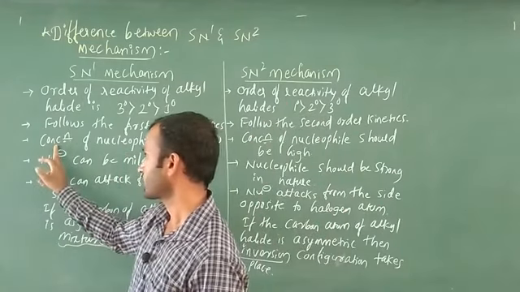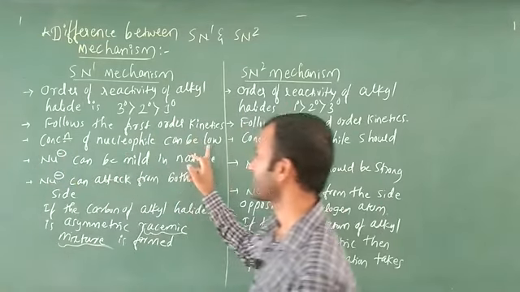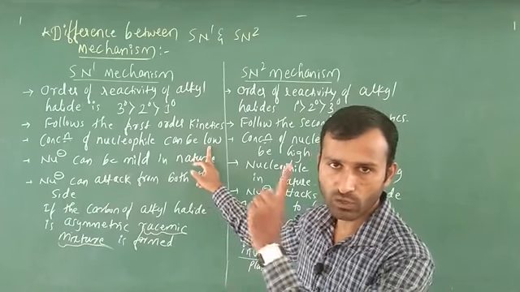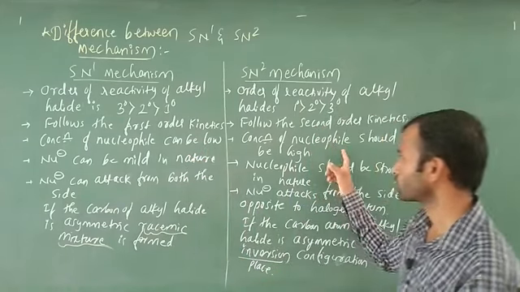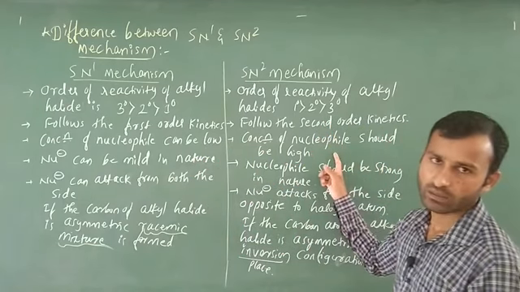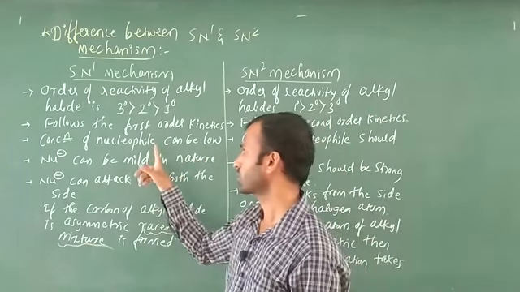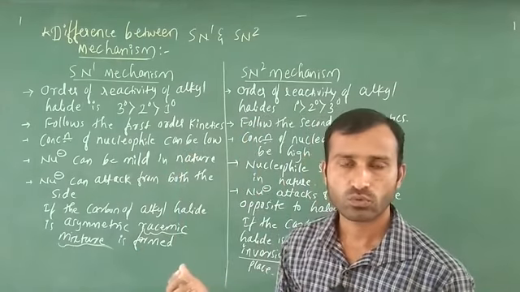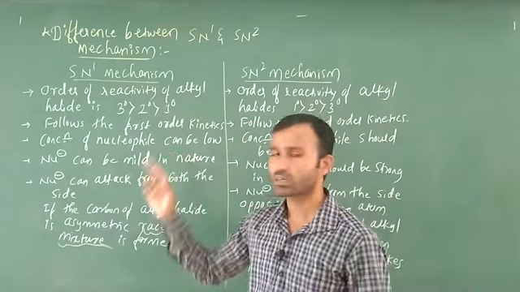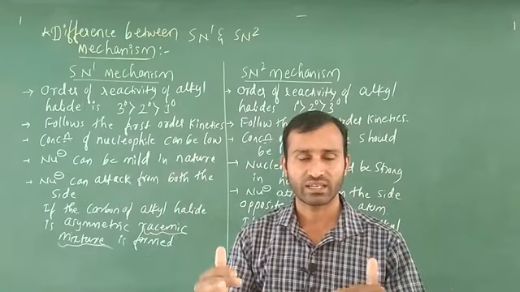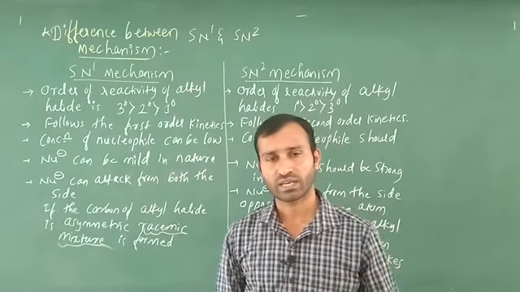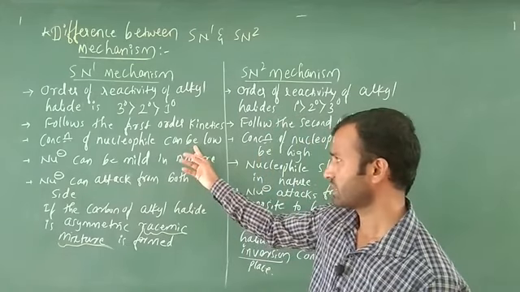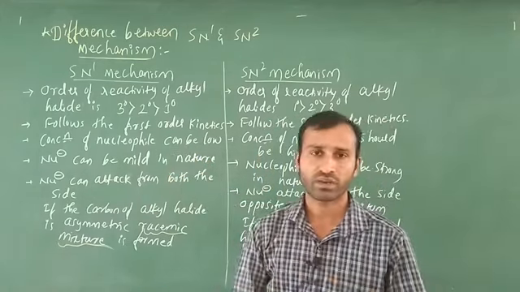Next one, the third one: the concentration of the nucleophile can be low in SN1. In SN2, the concentration of the nucleophile should be high. Bear in mind, in SN1 the concentration of the nucleophile is low. Why is it low in this case? Because in this case the nucleophile can attack both sides. It can attack the front side, and it can also attack the back side. Okay, it depends on the situation. That is why the concentration of the nucleophile is low.